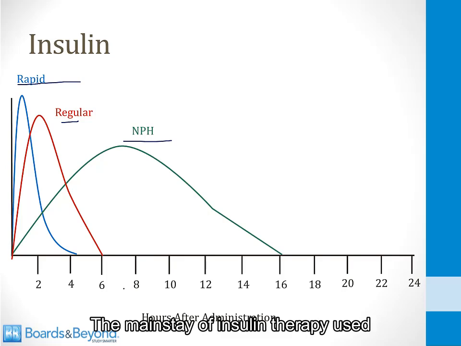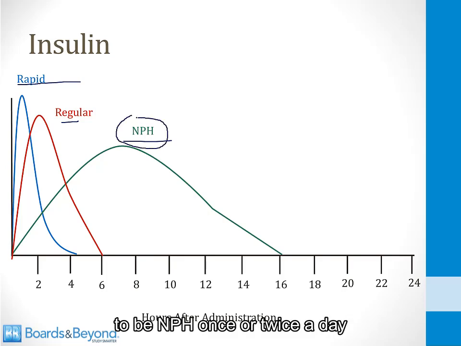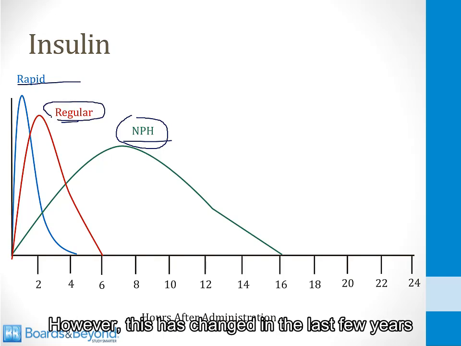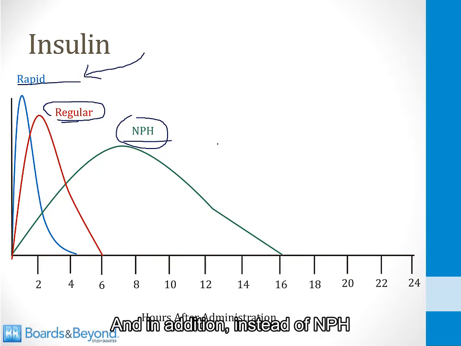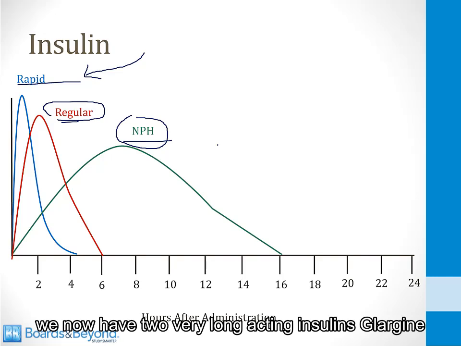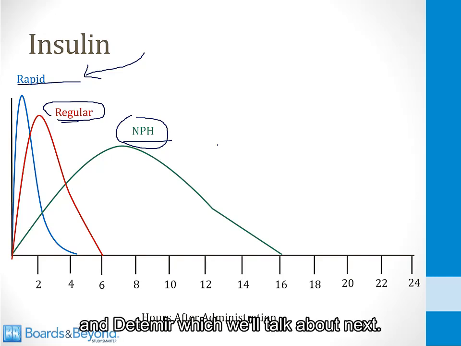The mainstay of insulin therapy used to be NPH once or twice a day with regular insulin at meal times. However, this has changed in the last few years because now the rapid-acting insulins are available. And in addition, instead of NPH, we now have two very long-acting insulins, glargine and detemir, which we'll talk about next.